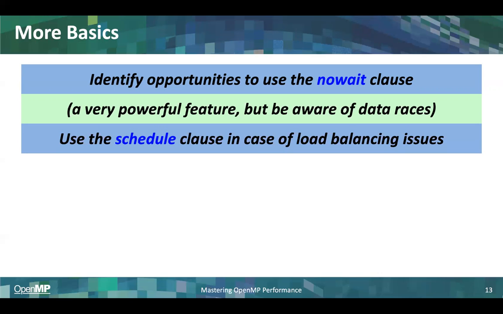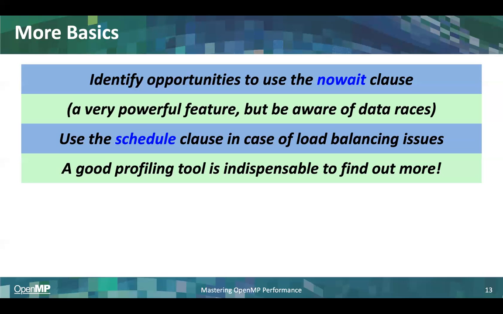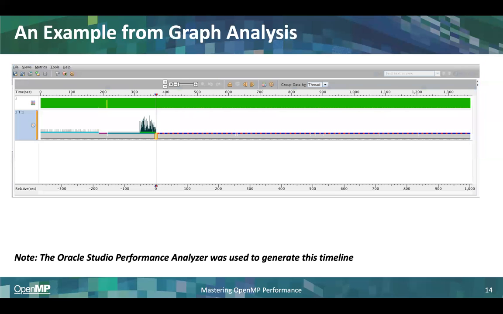Another thing that people often overlook is the schedule clause. If not all threads do the same amount of work, we call that a load balancing issue, and then the schedule clause can be very nice to help out with that. With all of this, and I'll say that over and over again, use a profiling tool to guide you. Where should you look for an opportunity for the nowait? Well, the profiling tool will tell you. That's where you spend most of your time. That's where you start looking for an opportunity to use the nowait.